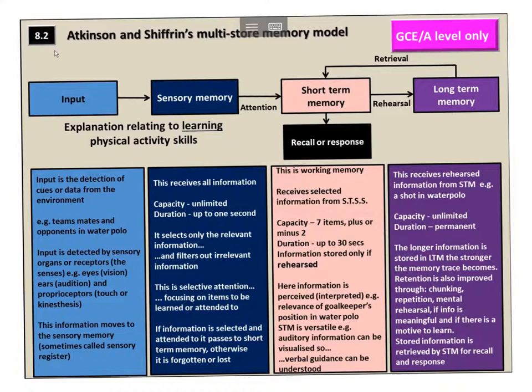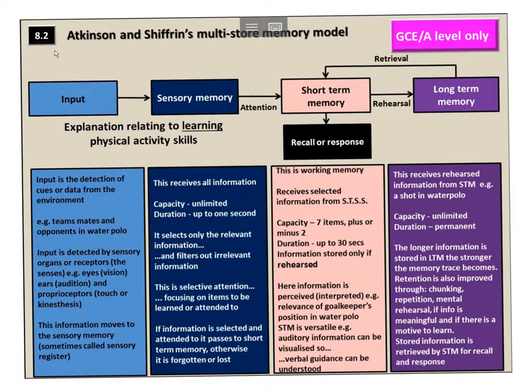If the information is selected and attended to, it passes to the short-term memory, which is here. So if we give things some attention, it's going to get through to the short-term memory. If we don't give it any attention, it's going to be forgotten or lost. If you think about stages of learning, in the cognitive stage of learning, performers tend to pick up on everything and try to process all these things.